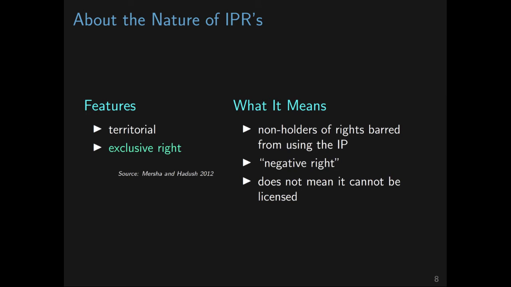Also, intellectual property right is an exclusive right. What this means is that non-holders of the rights are not allowed to use the intellectual property. In this sense, an intellectual property right is a negative right. It excludes non-holders from using the intellectual property right. And we will talk a little bit more about using IP later.